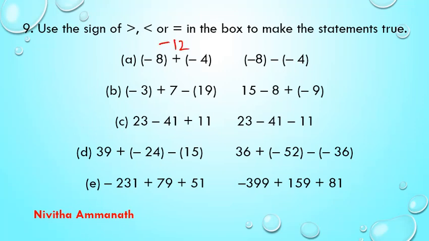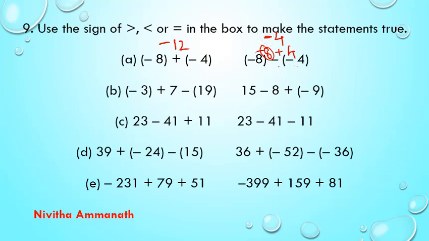Here it is minus 8 minus of minus 4. Minus of minus means it is plus. So minus 8 plus 4. Here it is one negative integer and one positive integer. So you have to find the difference. 8 minus 4, that is 4 only. So after that you have to put the sign of the greater integer, which is 8. So which is the sign? Minus. So it is minus 4.